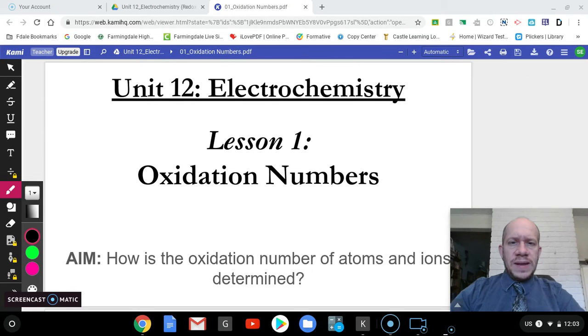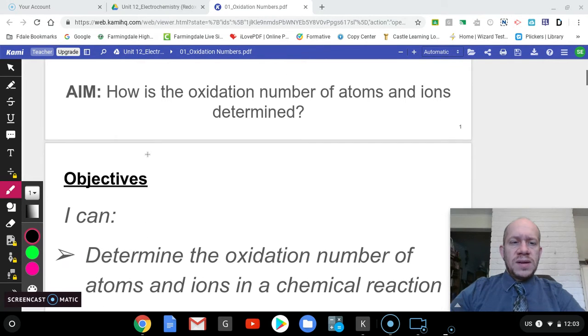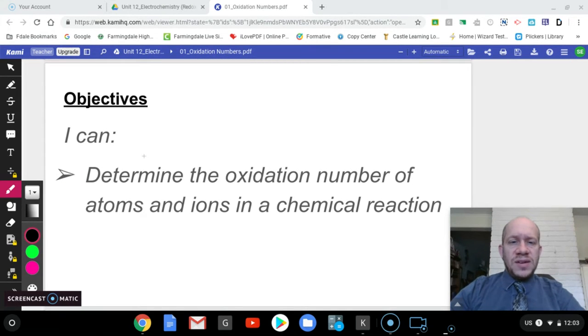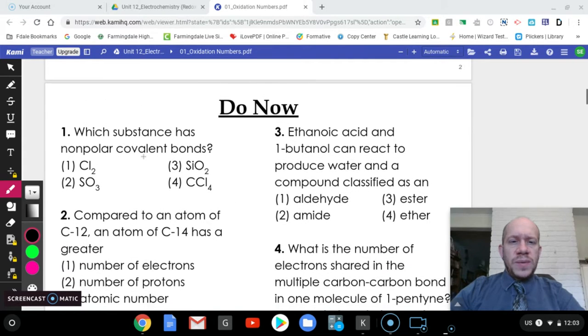This is Unit 12, Electrochemistry, Lesson 1, Oxidation Numbers. How is the oxidation number of atoms and ions determined? The objectives of this lesson: I can determine the oxidation number of atoms and ions in a chemical reaction. Do now.